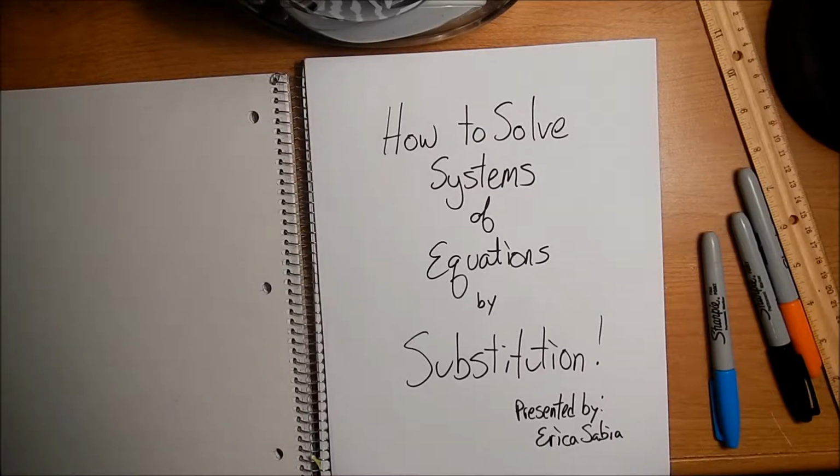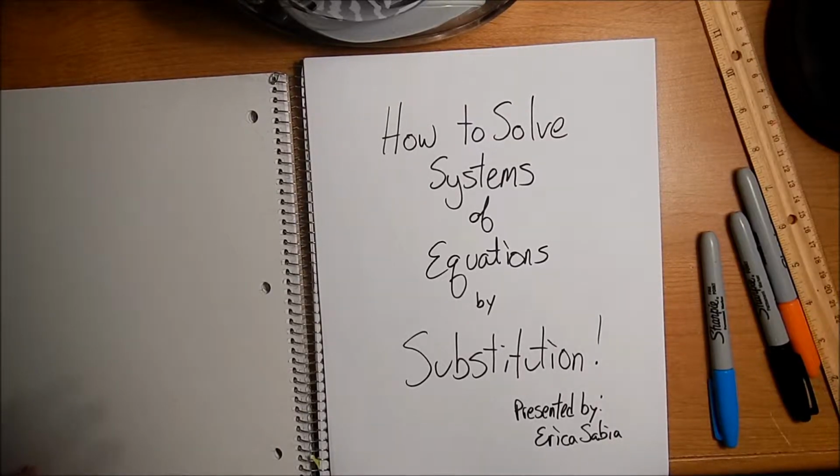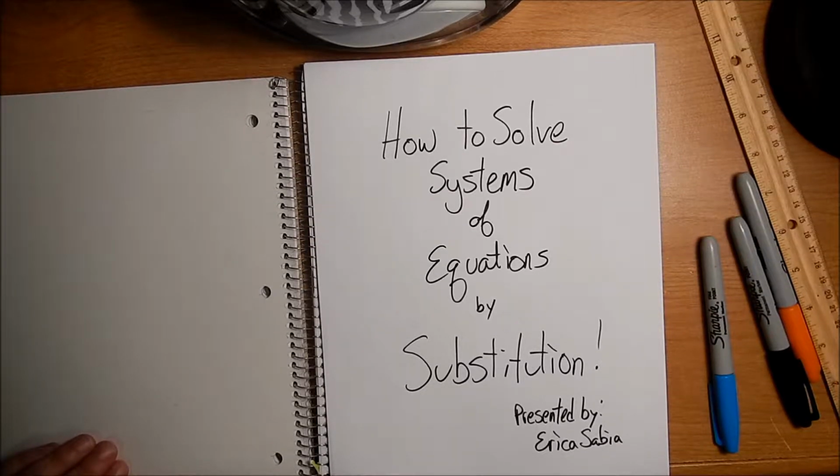Hi everyone! In this video we're going to look at how to solve systems of equations by substitution. In the last video we solved systems by graphing, and we learned some of the limitations of graphing. One of them is that if your solution point is not on a lattice point, it can be difficult to know exactly where it is. You might have to do some estimating.